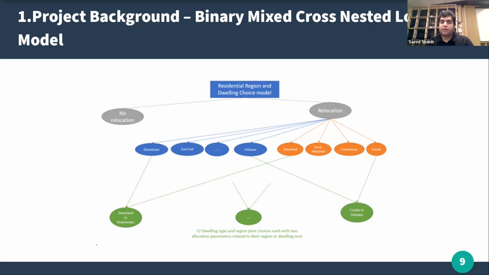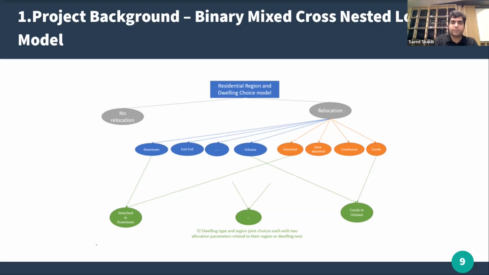And cross-nested because we wanted to know if a person is moving to a certain location, is it because they want to move to a certain dwelling type or a certain region? So we didn't want to put any nest above the other nest. We put those nests parallel next to each other and made joint choices of those.